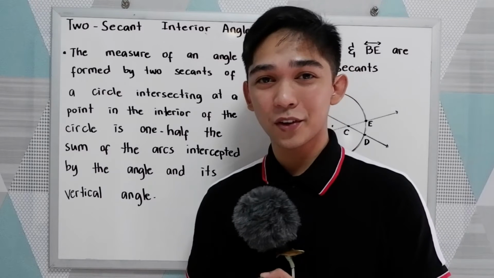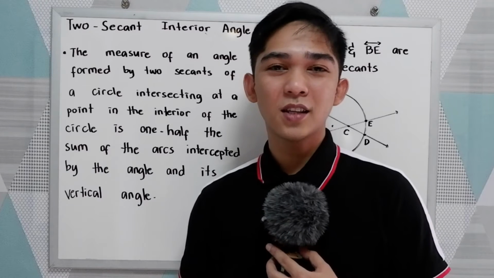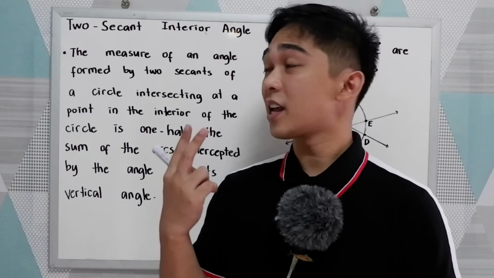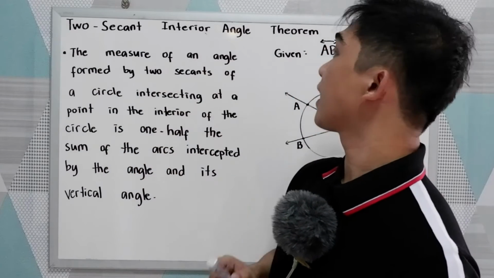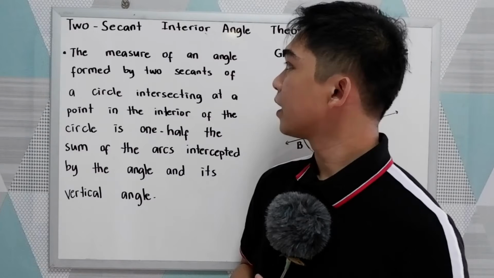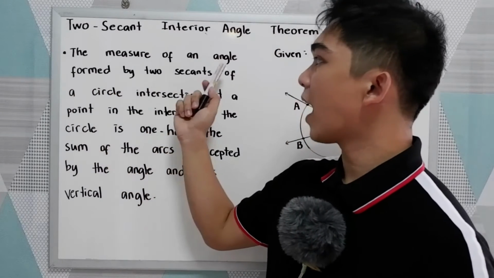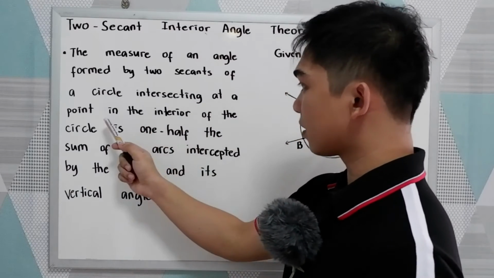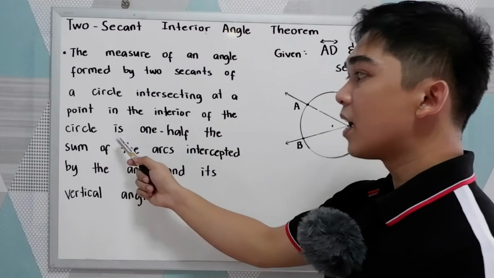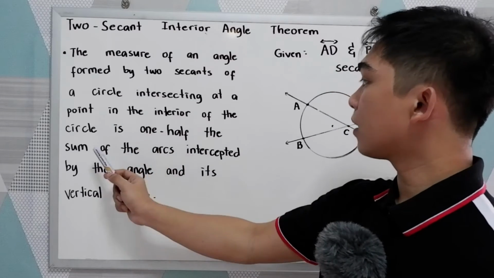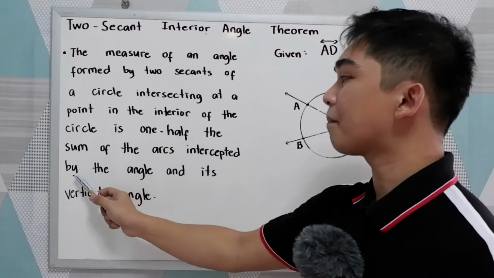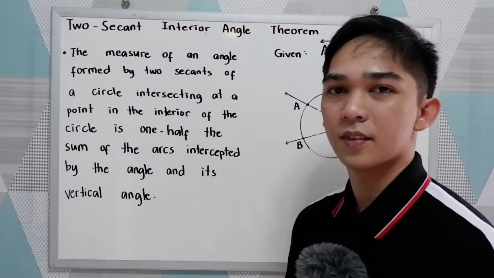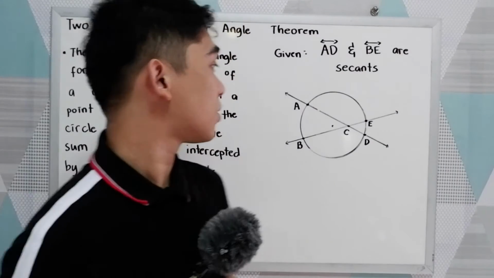And for today's tutorial video, we will continue the theorems on angles on a circle. We have the second one, the secant-secant interior angle theorem. In our theorem, the measure of an angle formed by two secants of a circle intersecting at a point in the interior of the circle is 1/2 the sum of the arcs intercepted by the angle and its vertical angle. Okay, to better understand, let's have this illustration.